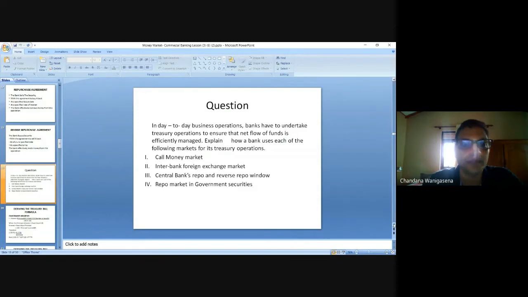And last, the repo market in government securities. In the repo market they deal with reverse repurchase agreements and repurchase agreements, so numbers 3 and 4 are very much similar. The repo market in government securities is the third one, with regard to the central bank. We can explain the government scenario and the bank scenario: when a bank sells, what happens? When a bank buys a security, what happens? I think that's how we should answer the question.